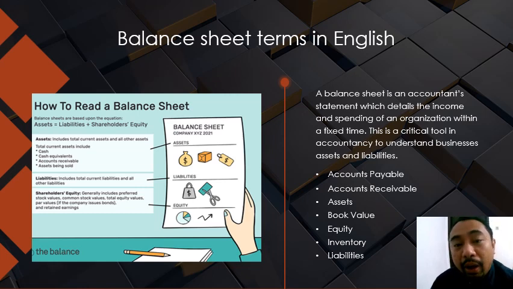Fifth is equity. When the company collapsed, its equity was wiped out. Equity is the remaining value of a company after all liabilities have been removed. Equity is a portion of a company owned by its investors and shareholders. It can be calculated as assets minus liabilities.